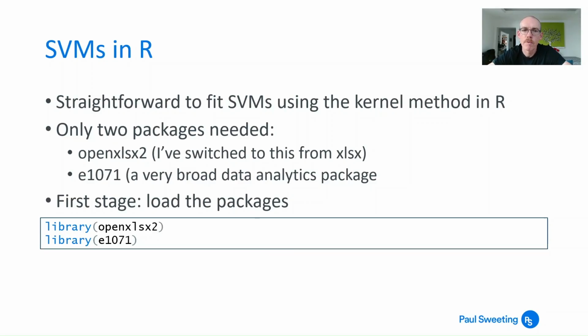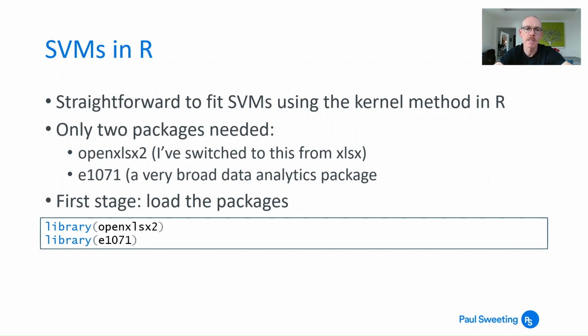So fitting support vector machines in R using the kernel method is really easy. You only need two packages to do this. Open XLSX2, which I've switched to using now from XLSX. I find it loads things much more quickly. I'm much less likely to run out of memory. So apologies for steering you to XLSX in my earlier videos. This is the one I'm using now.